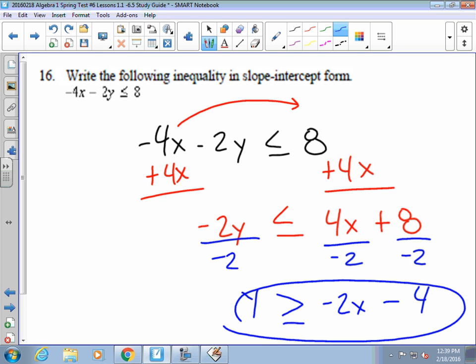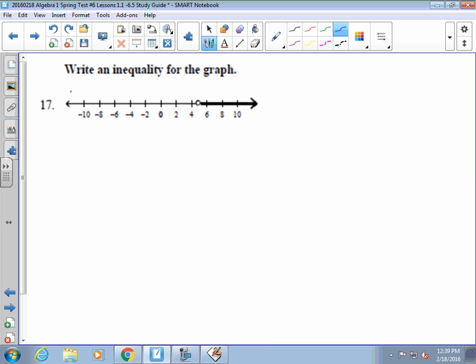Y equals mx plus b. Number 17, write an inequality for the graph. X, and your graph is approximately at 5. You don't have to try to break that down into 5 and a partial number. Just call it between 4 and 6, which is 5.